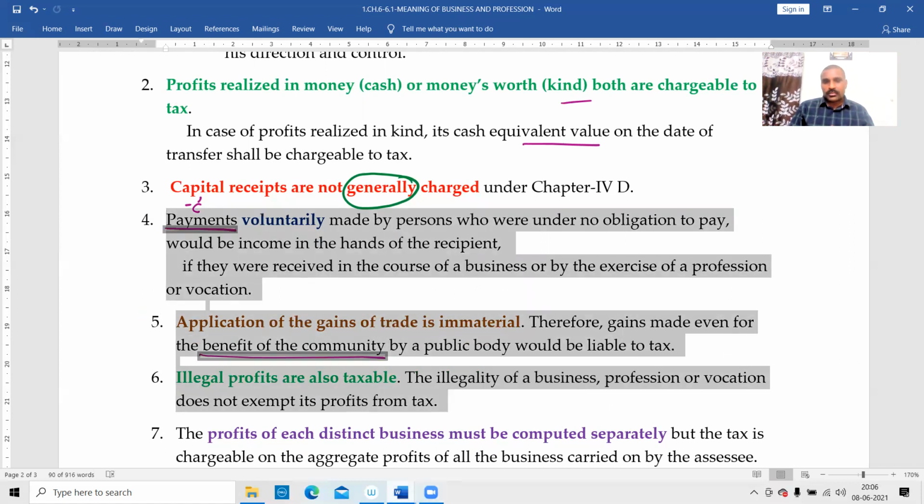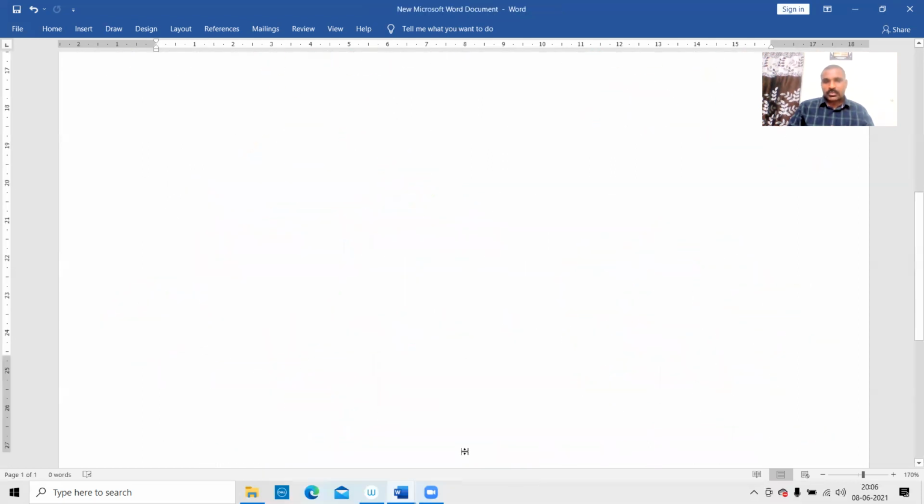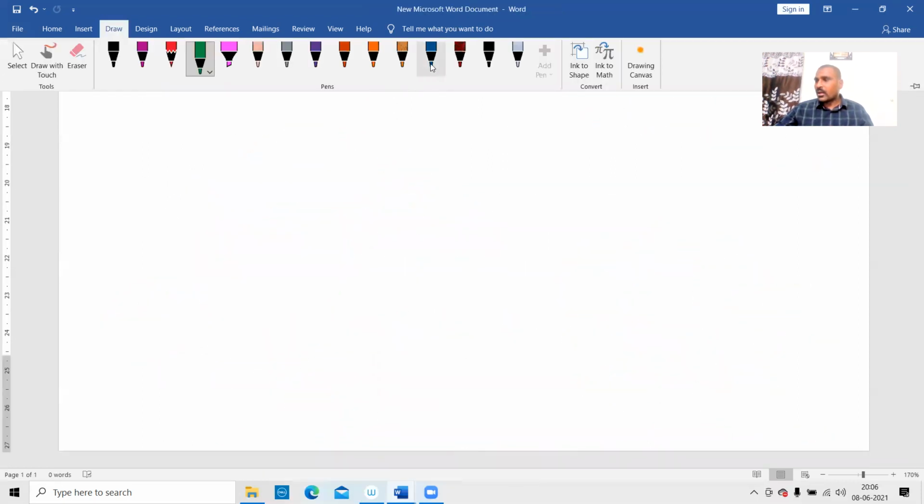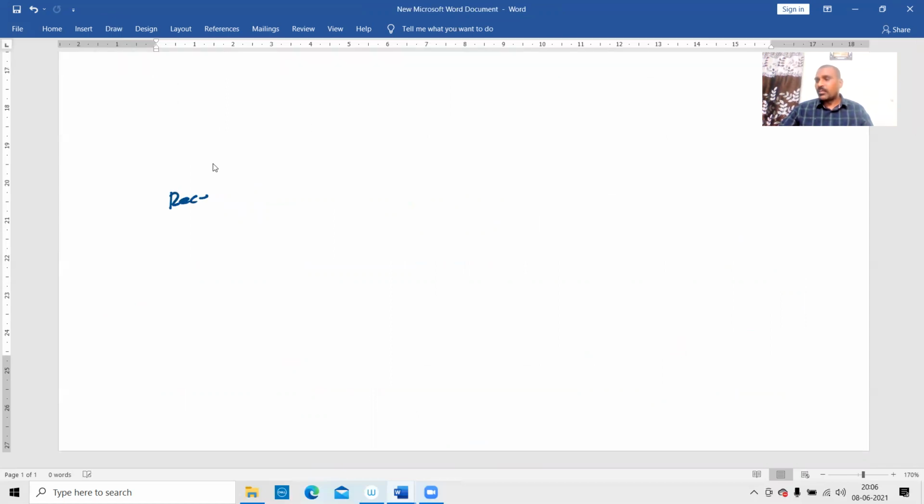Illegal profits are also taxable. Okay, right. Look at this concept. A, B. So I am a business recipient and payer.